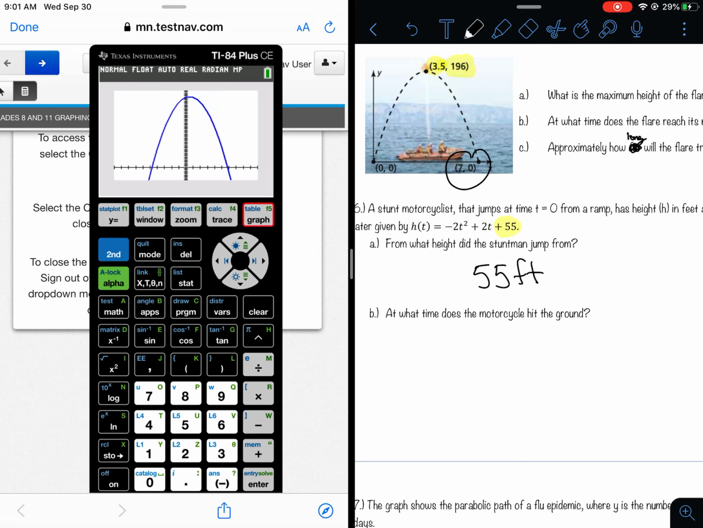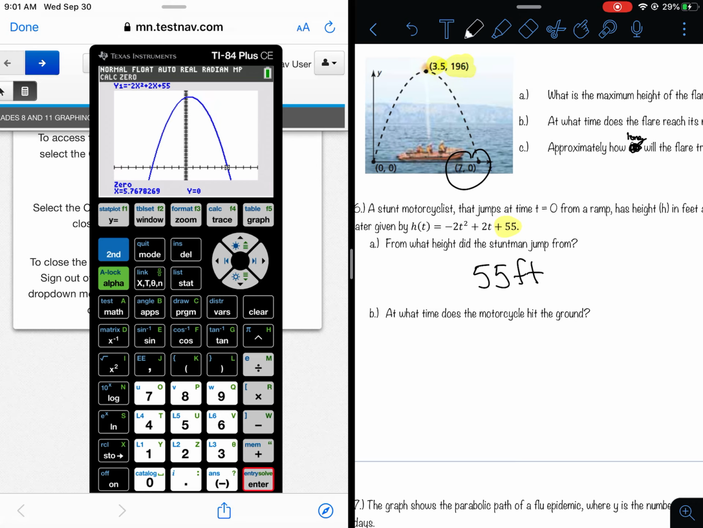Now, we already did this in previous units on finding the x-intercept, and that was second, calc, and we go to 0. From here, we want to find the x-intercept, so we need a left boundary. So here's where I want to find out where he hits the ground. So I want to make sure I go a little bit left of that, hit enter, a little bit right of that, enter, and enter again. And so what this finds is where he actually hits the ground and what time he hits the ground.